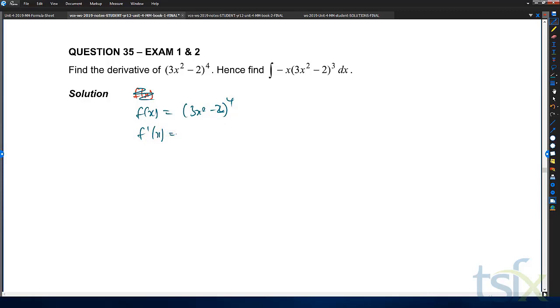f of x equals 3x squared take 2, power 4, f dash. Now there's only one mark I offer here, so you don't have to go through the whole chain rule palaver. You've got to write this answer down reasonably quickly.